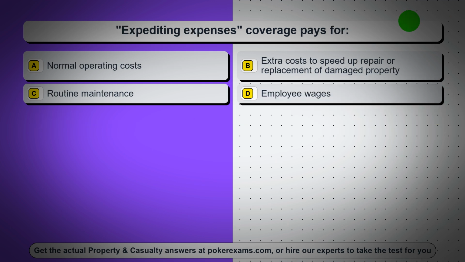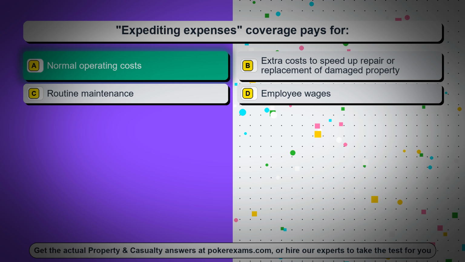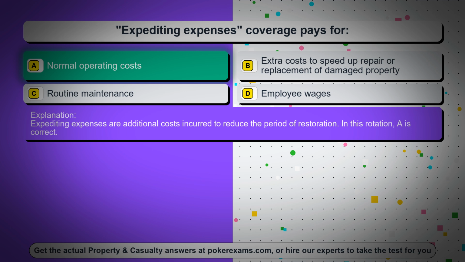Question 73. Expediting expenses coverage pays for option A, normal operating costs. Option B, extra costs to speed up repair or replacement of damaged property. Option C, routine maintenance. Option D, employee wages. The correct answer is option A, normal operating costs. Expediting expenses are additional costs incurred to reduce the period of restoration. In this rotation, A is correct.